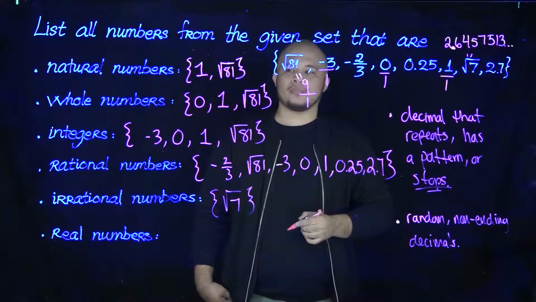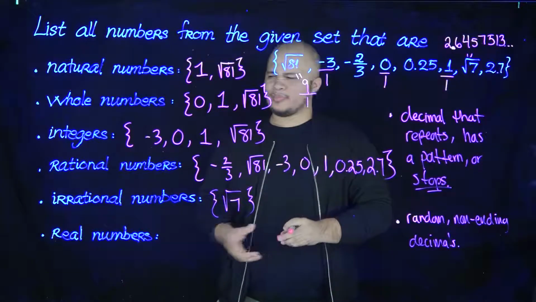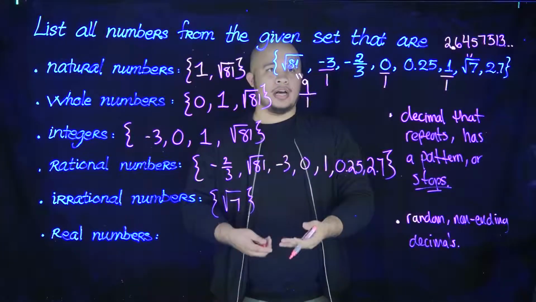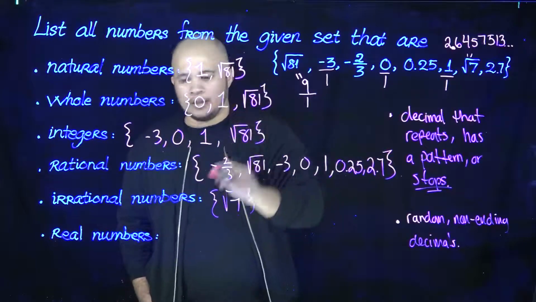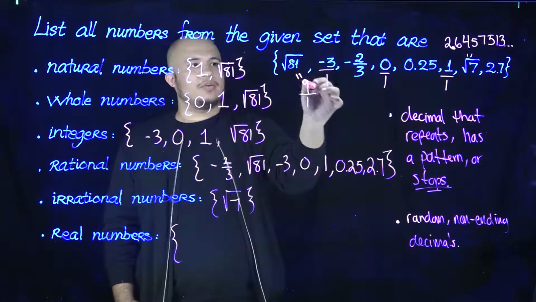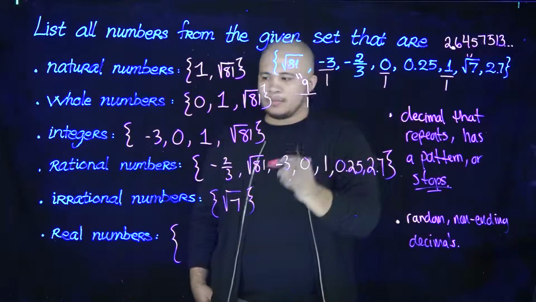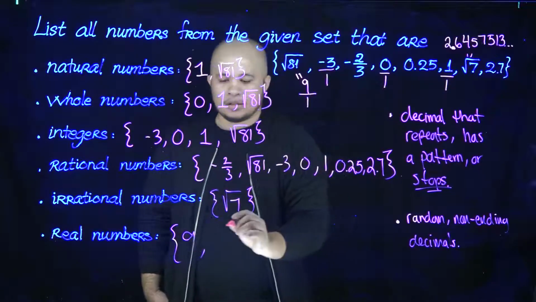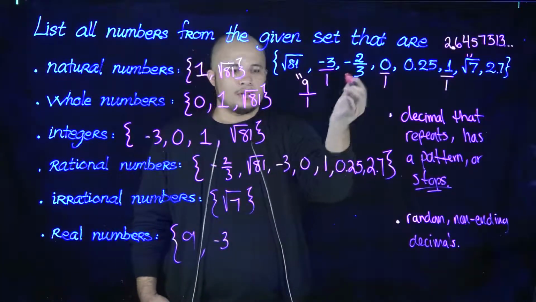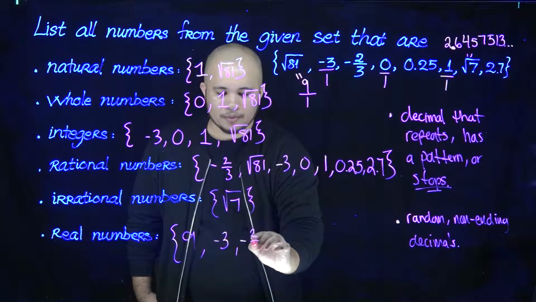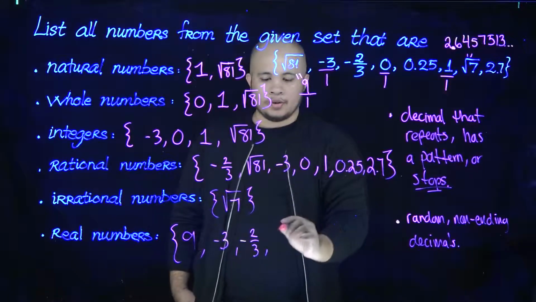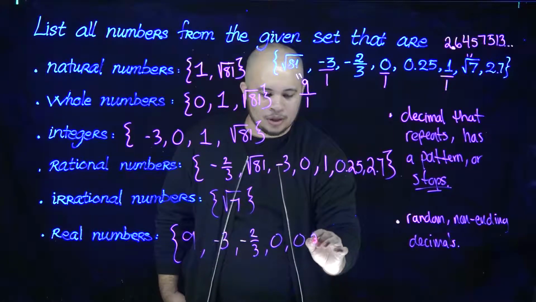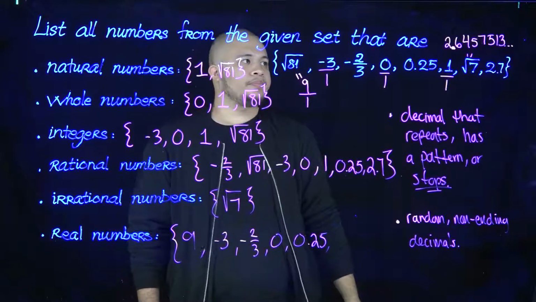Irrational. Finally, the real numbers. The definition of a real number is a number that can be plotted and found on a number line. So keep in mind, the square root of 81 simplifies to 9. 9 can be found on a number line, so it's a real number. Negative 3 can also be found on a number line. Negative 2/3. We can also find 0. 0.25, that's a number between 0 and 1, so we can definitely find that on a number line.